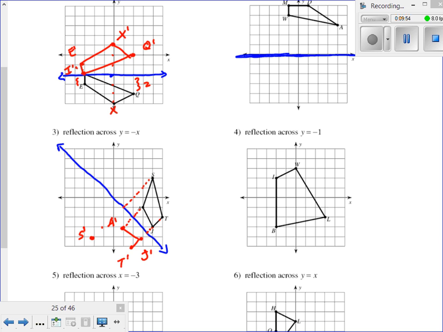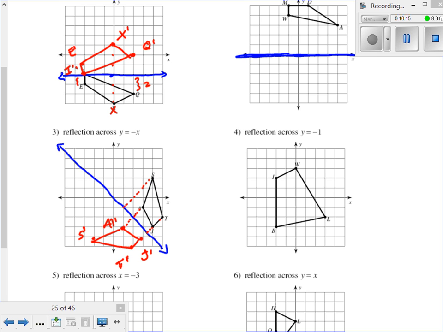Excuse me, guys. Got the big erase wrong, but there's what your new figure there should look like, and there's T prime.